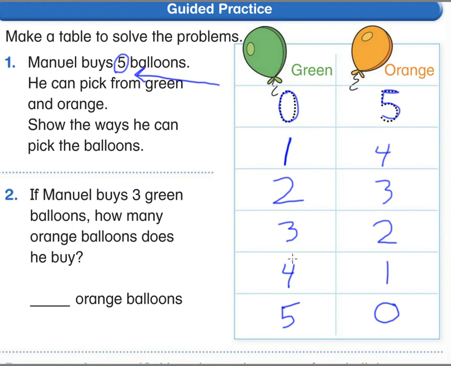Okay, you should have figured this one out pretty quick because answers are already here for you. So if he buys 3 green balloons, we look at the green column, go down to 3. How many orange balloons is he allowed to buy? Well, we just go over to the orange column from here. It's 2. So if he buys 3 green balloons, we just look over this way, and it tells us that he can buy 2. And 3 plus 2 equals 5.